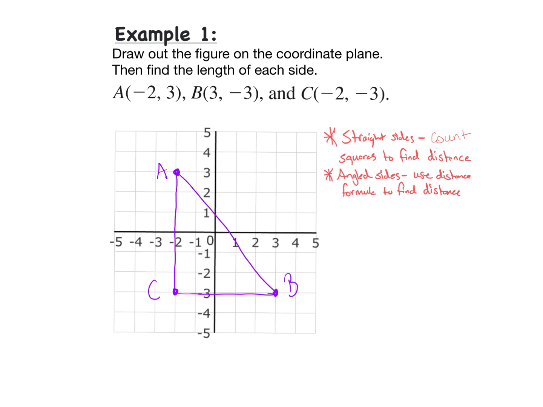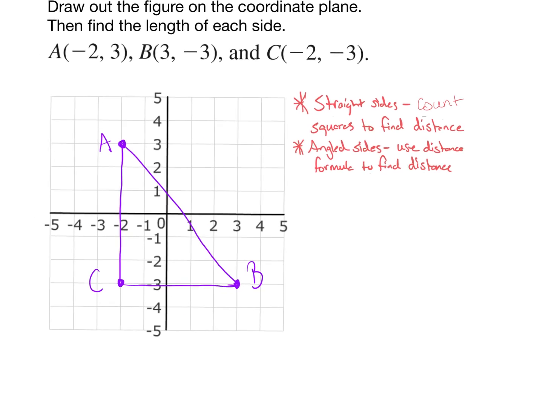So don't forget, whenever you're doing this, like first one is -2, 3. -2 is the x. So the x is the horizontal one, right? So we go to -2, then up to 3. B, we go to 3 on x and -3 on the y. And then C, we go -2 to -3. And like I said, make sure you have the labels on each one, A, B, and C.